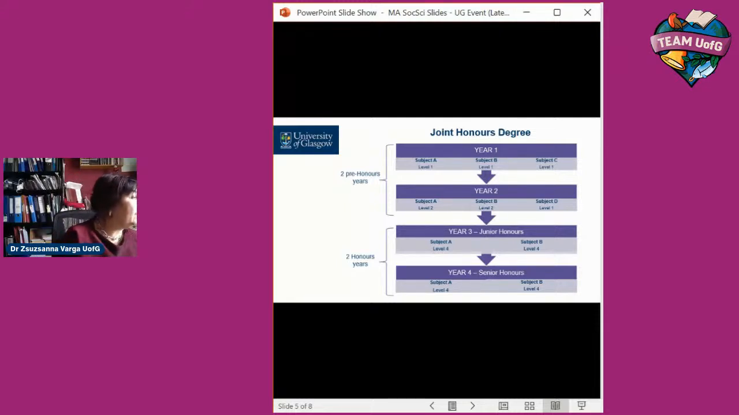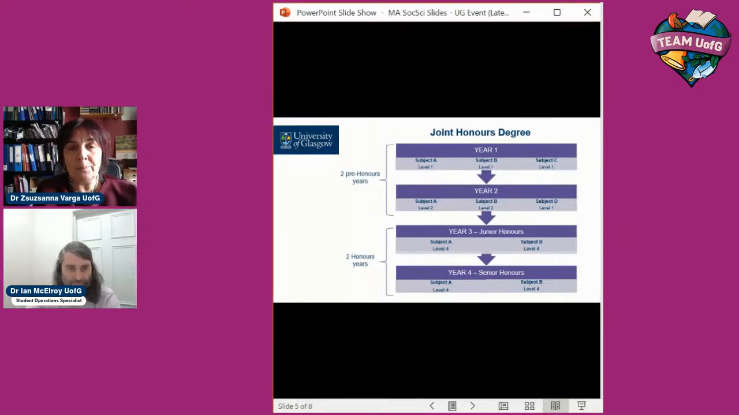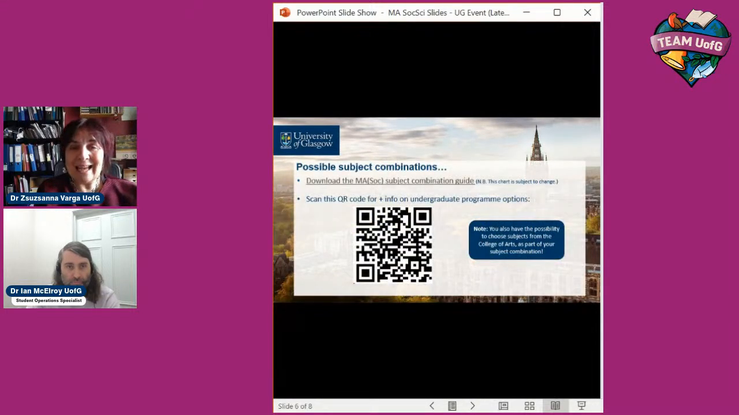I think I would quite like to hand you back to Ian at this stage, because I think there is a QR code there, or at least let's have a look at that slide for a second. The next slide, thank you. Ian, do you want to say something about scanning the QR code? You're much better at this than I am.